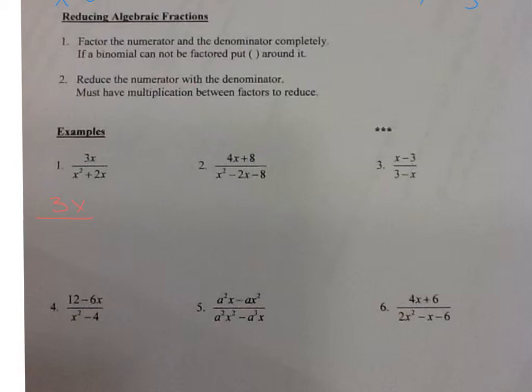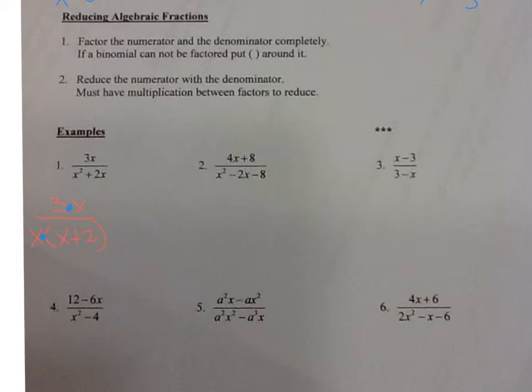In the denominator, I can factor x squared plus 2. There is a GCF. The GCF is x times x plus 2. So notice that there is multiplication in between the 3 and the x, right? Because those are factors, 3 times x. And there's multiplication in between the x and the parentheses. Those are your factors, x and then the parentheses, x plus 2.